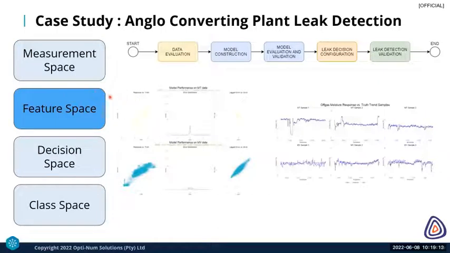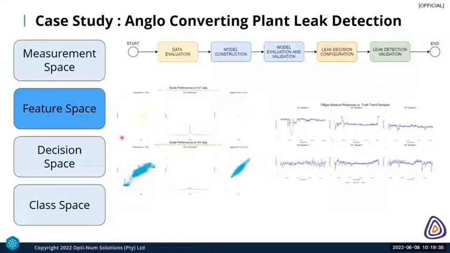Okay, so the modeling steps actually look like this flow at the top here. Once we evaluated the data, we then constructed the model, validated the model, and then finally configured the leak decision and then tested the validation of the leak detection.